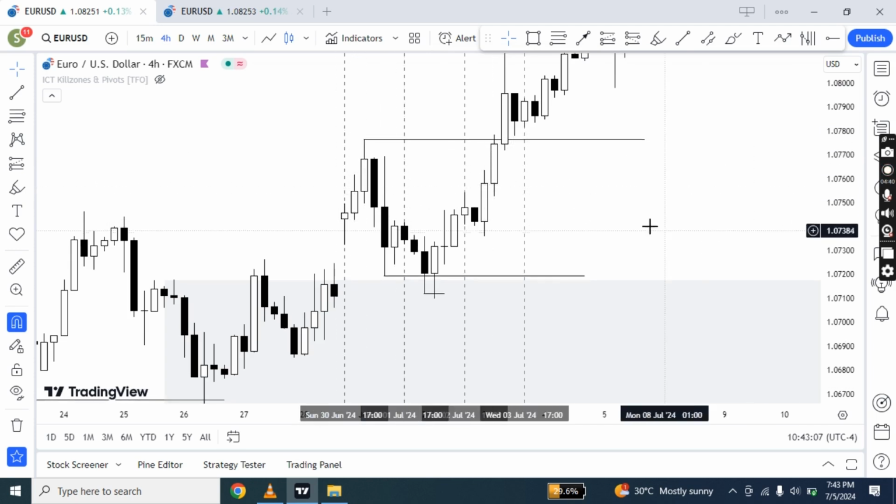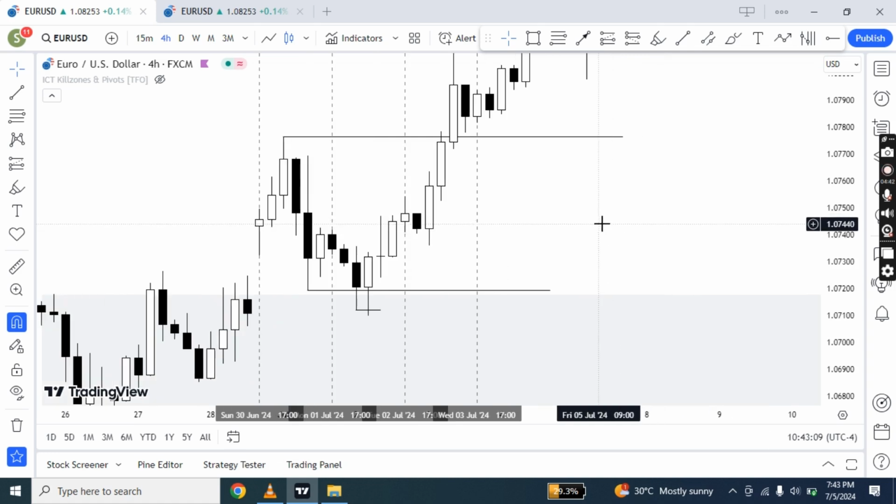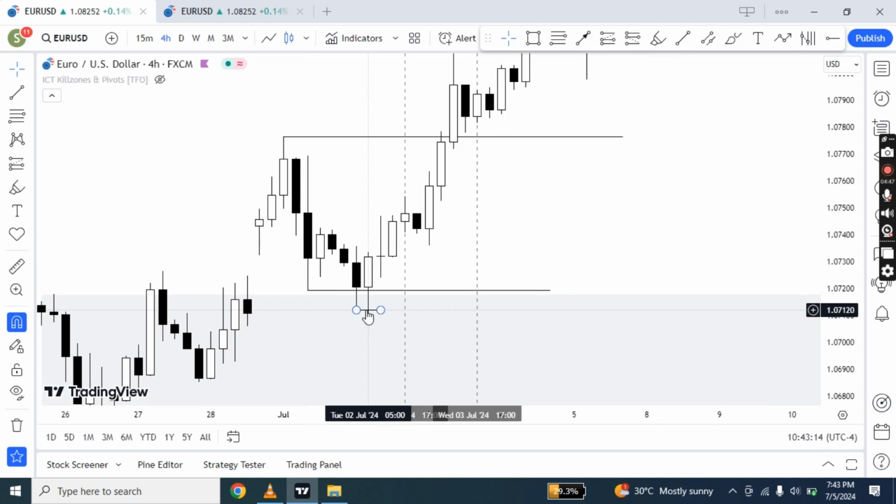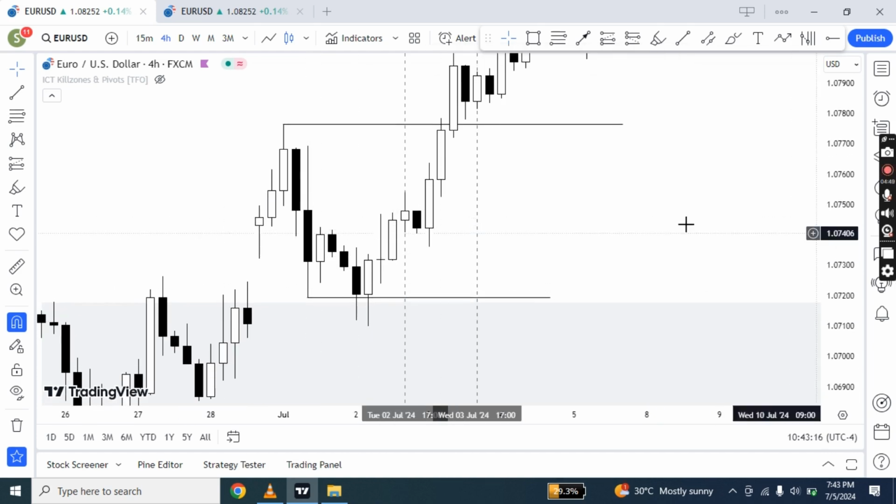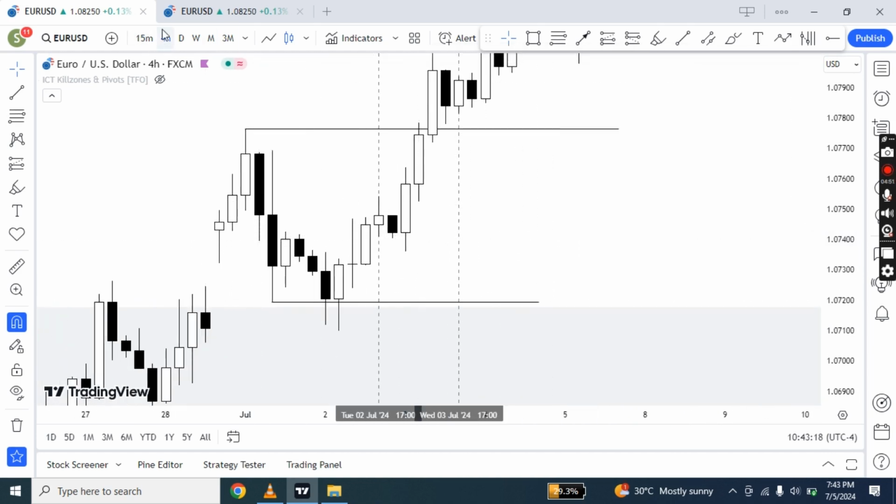But obviously, as we all know, we can't just take an entry right away, right? First, we have to position ourselves towards that drawn liquidity with a CRT. And as an intraday trader, that CRT for us would be on the 4-hour time frame.